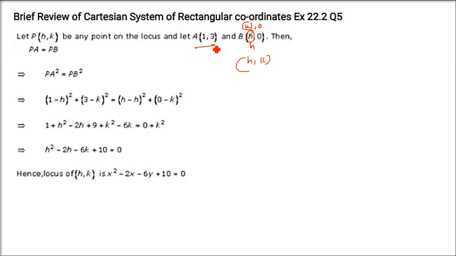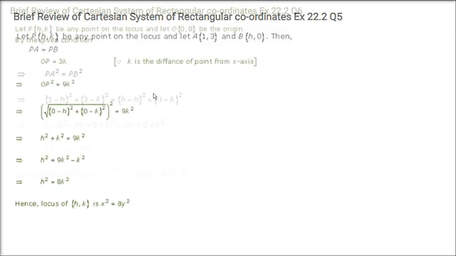Now we will take the distance. So PA, PB. Let us take the distance and square them. You get h minus 1 whole square and k minus 3 whole square, or 1 minus h whole square and 3 minus k whole square, equals h minus h whole square and 0 minus k whole square. Both will be h. And when we put it here, rearrange this, and finally replace h and k, you will get x square minus 2x minus 6y plus 10 equals 0.